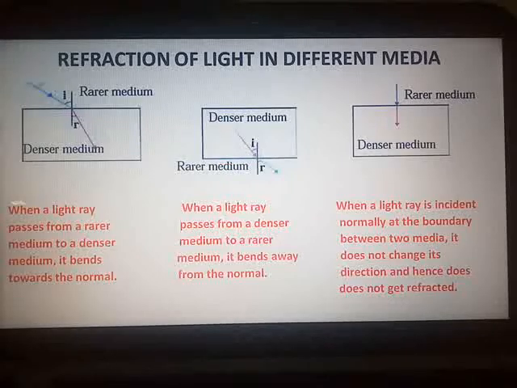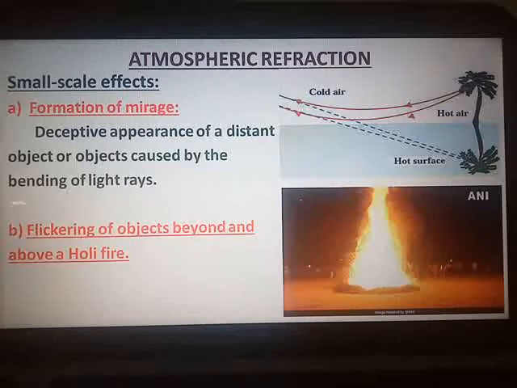Now the next topic is about atmospheric refraction. What do you mean by this term, atmospheric refraction? Atmospheric refraction means that sunlight travels through the atmosphere. So when it is traveling from one medium to the other, it will surely change its direction. That change in the direction of light in the atmosphere is called atmospheric refraction.